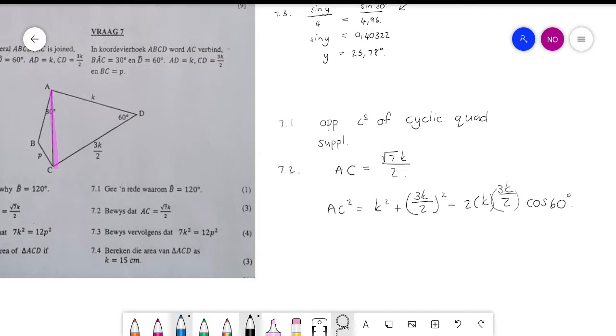Okay. Kon julle dit doen? The rest is algebra. Yes, you need to know how to do algebra. Always algebra. You're not supposed to type anything into your calculator when you're doing algebra. Algebra is X and Y.